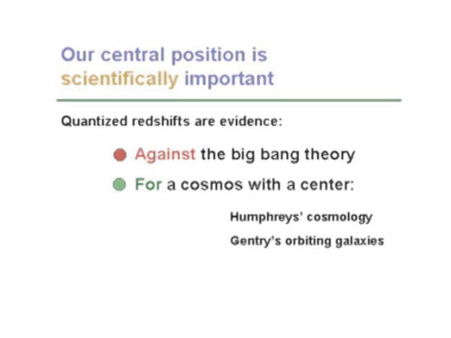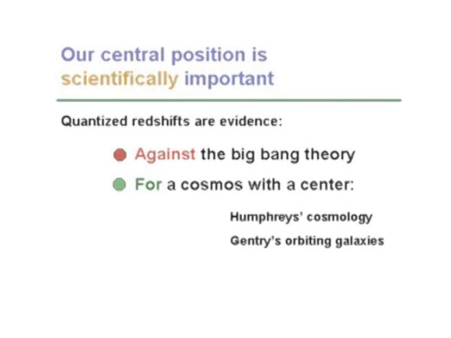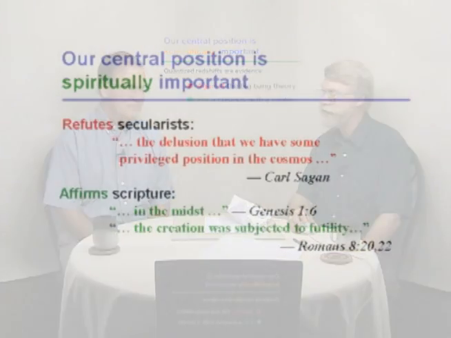The quantized redshifts are evidence against the Big Bang theory. And we're at this geometric center where we're surrounded by many spherical shells of galaxies, and it's a cosmos with a center. Now, mine is not the only one that has a center. Robert Gentry has one where he has the galaxies orbiting at all different orbital angles, but they're orbiting, and his, I think, is a viable one with suitable modifications. I think we're at the beginning of creationist cosmology, so I want to urge people to keep wide open on the issues and look for better models all the time.